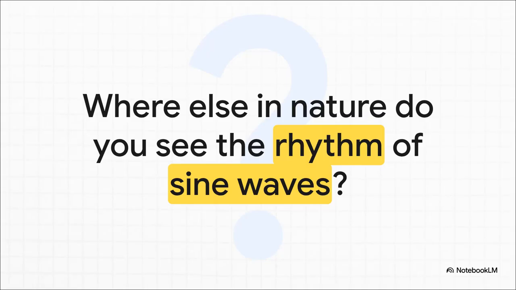So here's the real takeaway. Trigonometry might have started with triangles, but it ended up revealing this deep, fundamental pattern about how the world works, the rhythm of cycles. You see it in the tides, the seasons, you hear it in the sound of a musical note. It's even in the alternating current in our walls. So my question to you is, now that you know what to look for, where else do you see the rhythm of sine waves?